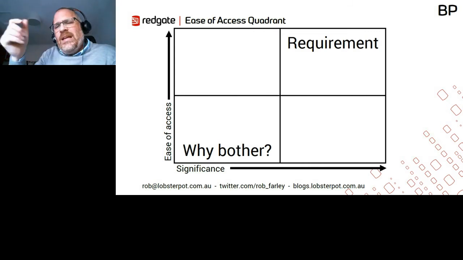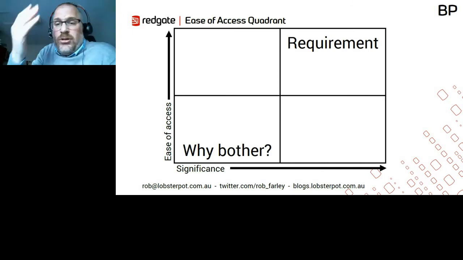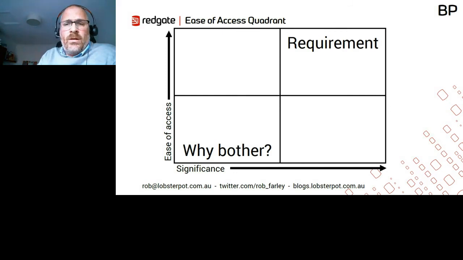Now, if it's easy to get, but the significance isn't really there, which is actually a place that a lot of reporting and analytics ends up starting off, because you've got data that you can pull in, you've got stuff that you can talk about till the cows come home.